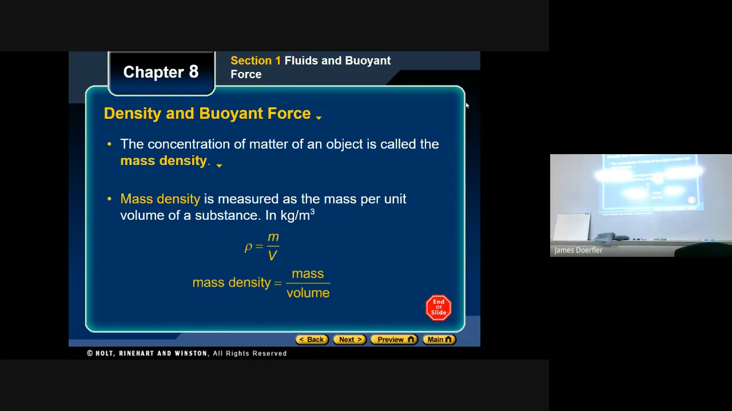When we talk about mass density in relation to buoyant force, mass density uses the variable rho, RHO. It's a little different from momentum, where it's just P; this is rho. So mass divided by volume, this is your first formula. Make sure you indicate that it is kilograms per meter cubed.